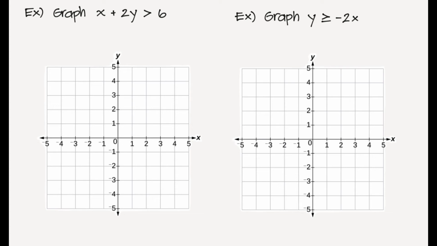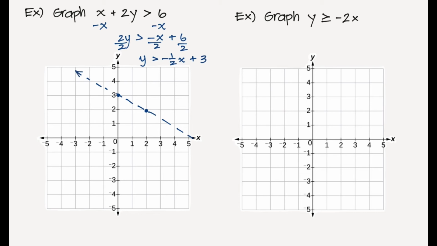All right, now we have x plus 2y is greater than 6. Let's rewrite our equation first. So let's subtract x on both sides. And then we can divide everything by 2. So y is greater than negative 1/2 x plus 3. So let's start at 3, and I'm going to go down 1 and to the right 2. And this is going to be a dotted line because it is greater than, not greater than or equal to.